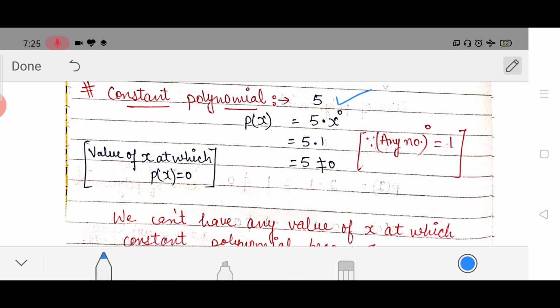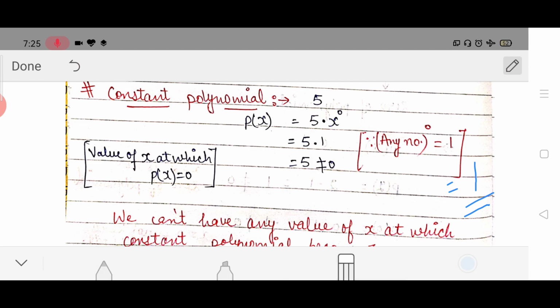A constant polynomial is something like this, having a constant value. So you can write it as 5 into x to the power 0, that is, any number to the power 0 is 1, except the number should not be 0. So 5 into 1 is again 5, that is not equal to 0. Here you can take any value of x, but whatever value you take, the number to the power 0 gives 1 in the final result, and if you multiply any number by 1, you get the number itself and not 0.